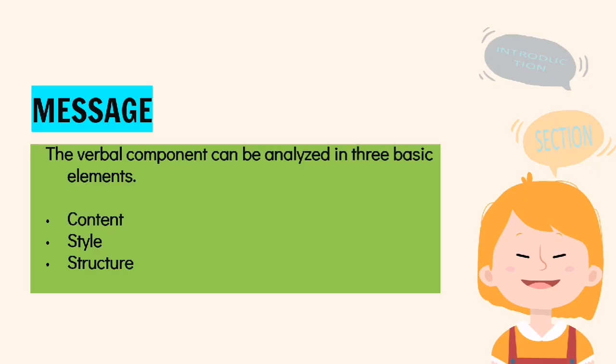The first one is content. Content refers to what the speaker says about the subject or topic. Next is style. Style explains the way the content of the speech is presented. So, maaring iba-iba ang style. So, in some cases, it must be very formal or very informal.